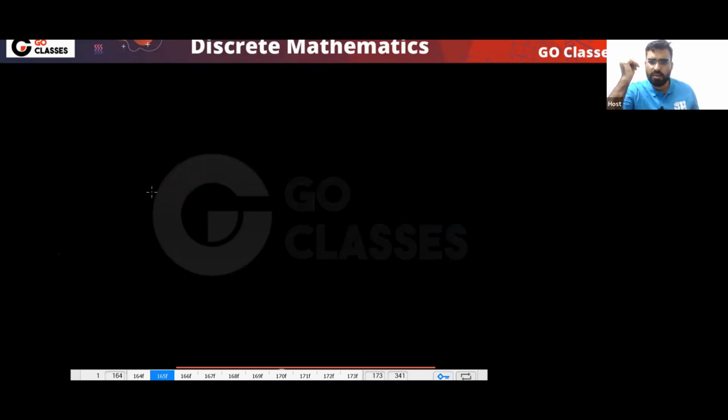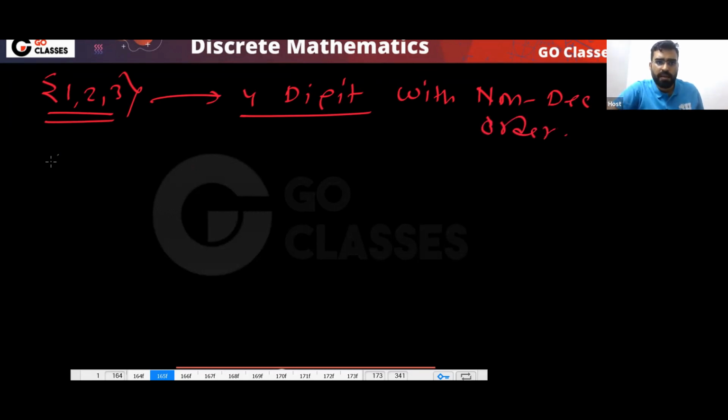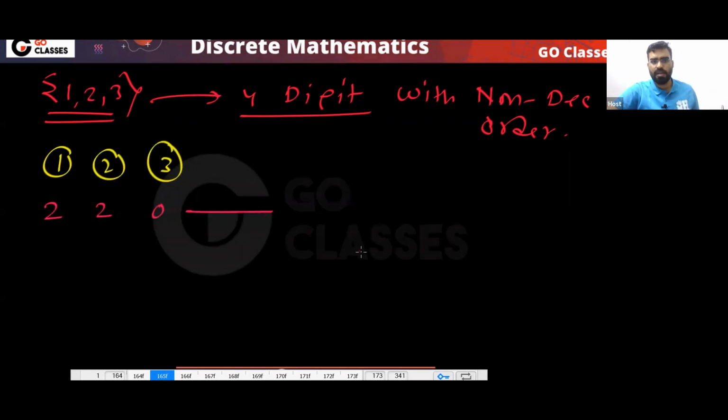Now you notice one very interesting thing. This is my set. From this set, I want to create a four-digit number with non-decreasing order. Now see what will happen. This is 1, this is 2, this is 3. If I take two 1s and two 2s, will I get a unique number? Like if I take two 1s, two 2s, and zero 3s, will I get a unique number?